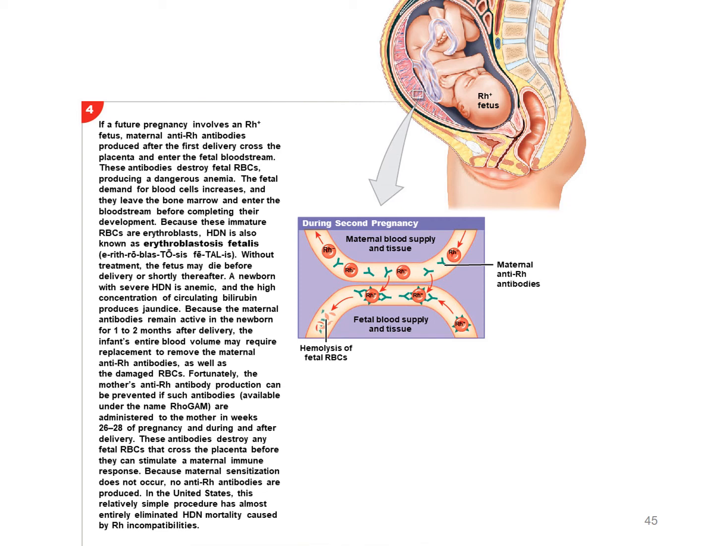Fortunately, the mother's anti-Rh antibody production can be prevented if such antibodies, available under the name of RhoGAM, are administered to the mother in weeks 26 through 28 of pregnancy and during and after delivery. So the RhoGAM shot is the reason why moms who are Rh negative that first had an Rh positive baby will want to talk to their doctor, because if the RhoGAM shot is given, then this hemolytic disease of the newborn can be prevented. So the RhoGAM has pretty much helped eliminate HDN within the United States.